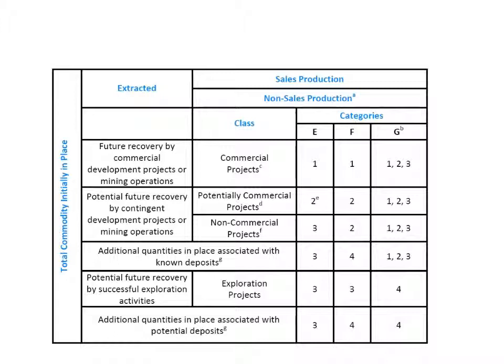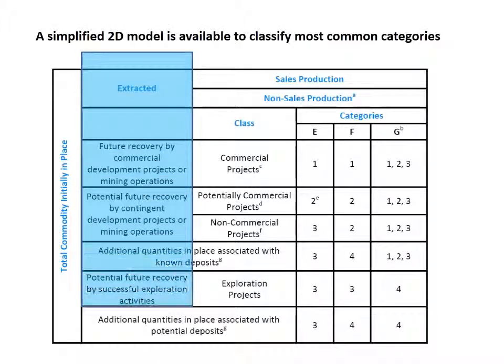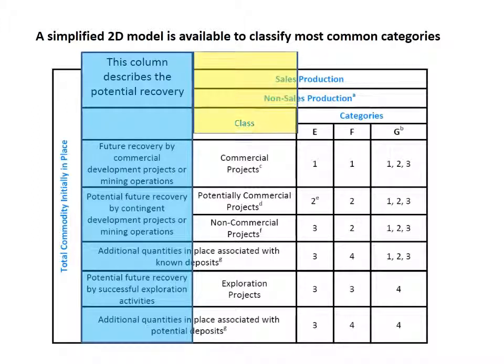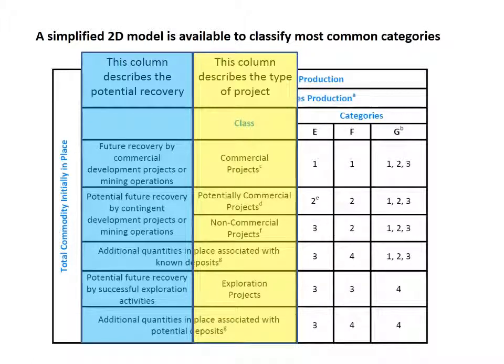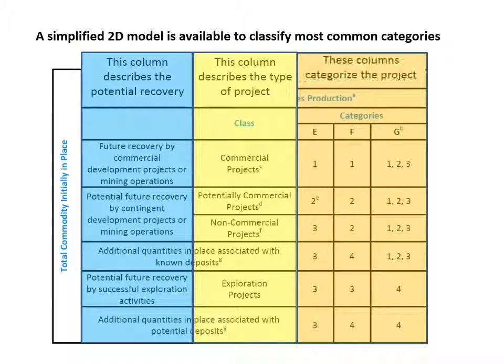This slide shows a simplified 2D model derived from the 3D model, and which allows classification of the most common project. The first column describes the potential recovery from the in-place resources. The second column classifies the type of project from exploration to commercial projects. In the three columns at the right hand, the projects are classified in the categories E, F and G, similar to the description given on previous slides.